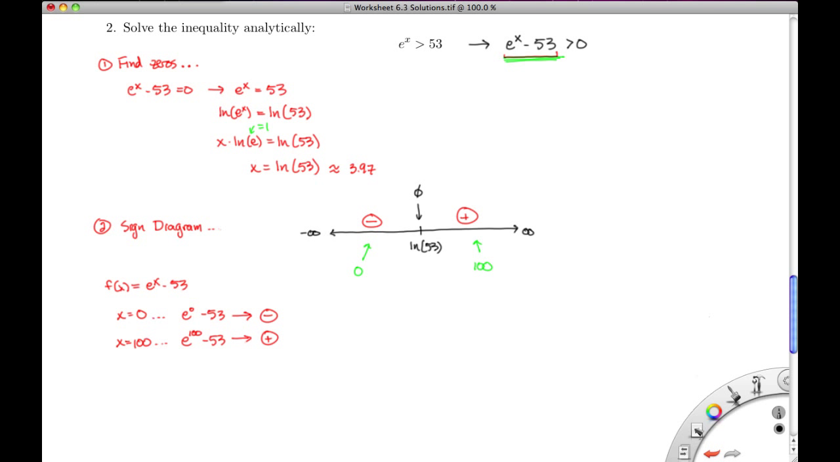Now we just have to interpret our inequality. Remember, what we were asked to find here is when this function is strictly greater than 0. If we look at this, it's strictly greater than, so we're not going to include the 0, and we're going to include all of these points all the way off to positive infinity. So our solution is going to be the interval from the ln of 53, again not including that, all the way off to infinity. That would be the solution using interval notation.